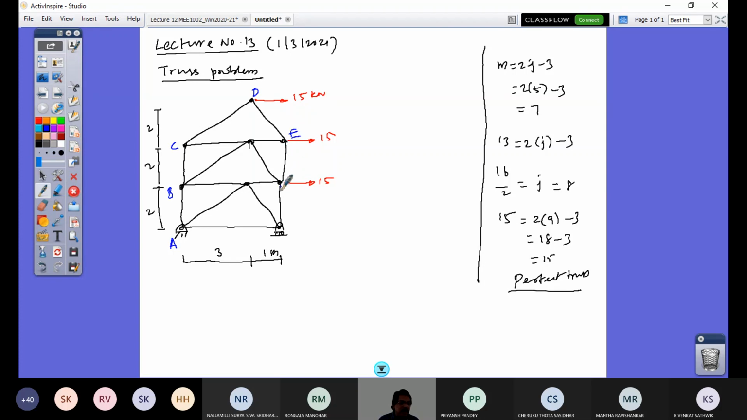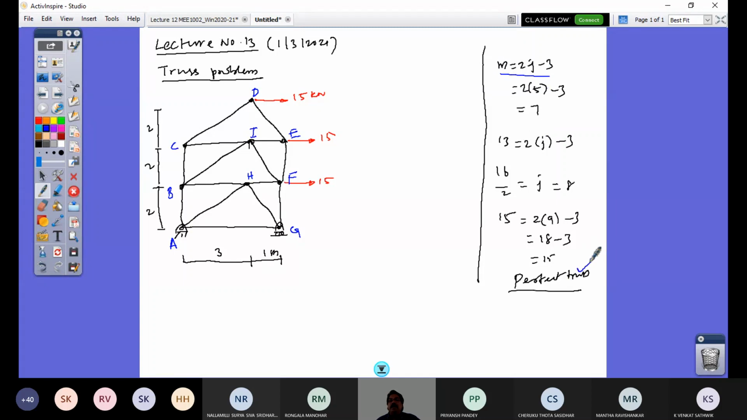This one is joint F, and this one is joint G. And I have these two. One is joint H. This is joint I. So I have this many joints. 9 joints I have now, and I have 15 members, and that satisfies this equation.